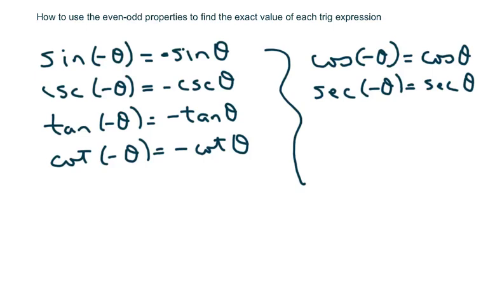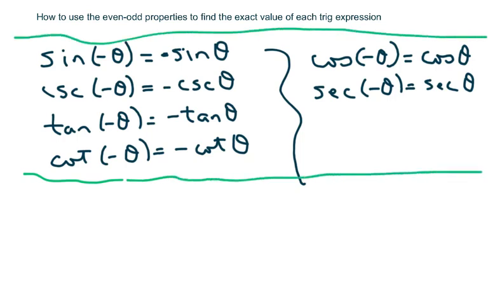Hi everyone. We're going to use even odd properties to find the exact value of each trig expression. This is helpful whether you get to use your circle or graphs or whether you have to have this memorized. So basically these four trig functions or trig ratios are odd. These two here, cosine and secant, are even. And let me show you why.